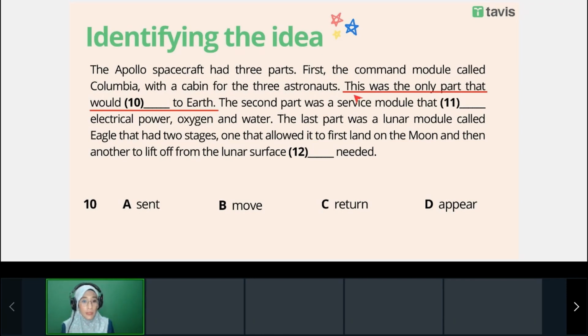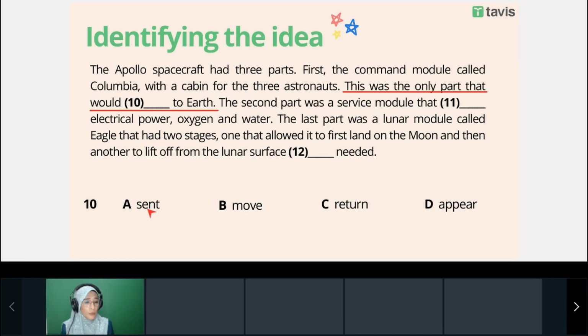Now let's read again for question 10. This was the only part that would something to Earth. Now let's see the options. We have sent, move, return, and appear. This was the only part that would send to Earth. Is the first part of the spacecraft sent to Earth? Or is it move to Earth? Is it return to Earth? Or is it appear to Earth?